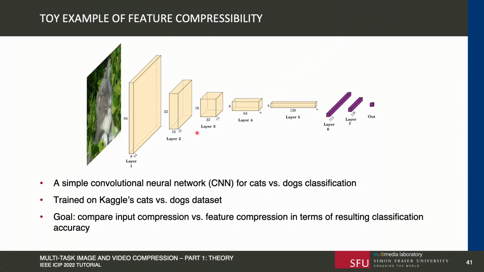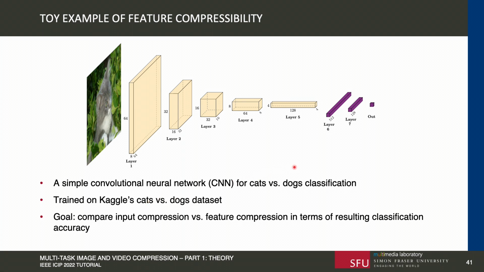So we're going to focus on this simple convolutional network with 7 layers. So there's 5 convolutional layers and then 2 fully connected layers at the output. And the network is trained on cats versus dogs classification. So the input is an image and the network is trying to predict whether the image shows a cat or a dog. And it was trained on Kaggle's cats versus dogs dataset.